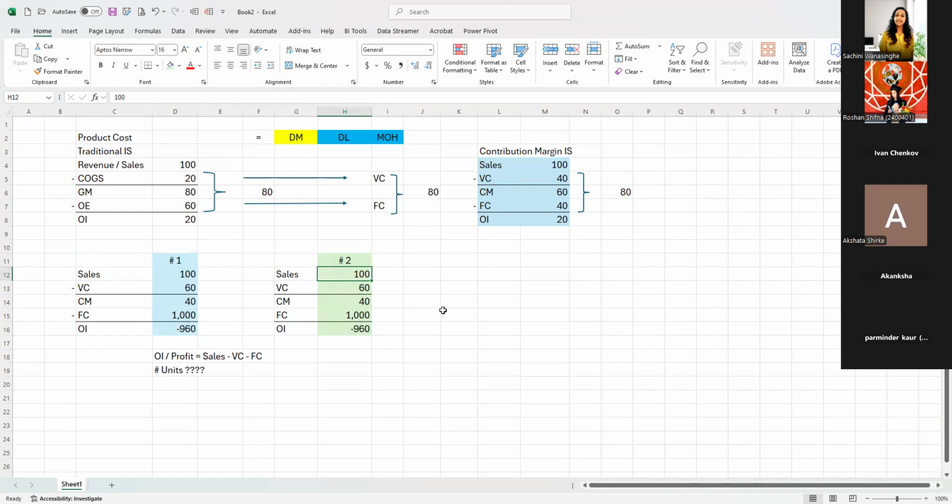200. Variable cost? 120. How much is my contribution margin now? $80. Fixed cost? It remains. Fixed costs are going to stay the same, right? Yes. What's going to happen now with my operating income?